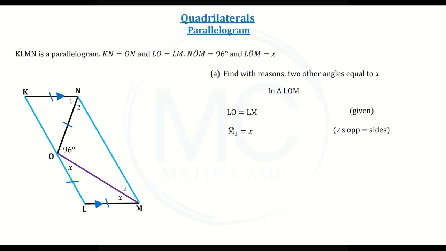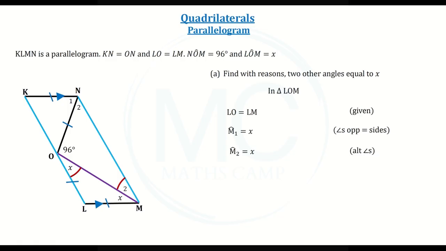Now we've created a Z shape. The angle at O sits inside the Z shape. Let's make it red. Angle M2 also sits inside the Z shape, so let's make this red as well. Now we have alternate angles which are equal. So we can see that angle M2 must be equal to X because these are alternate angles.